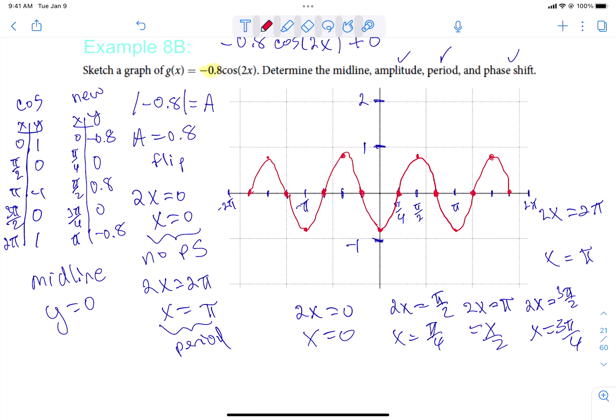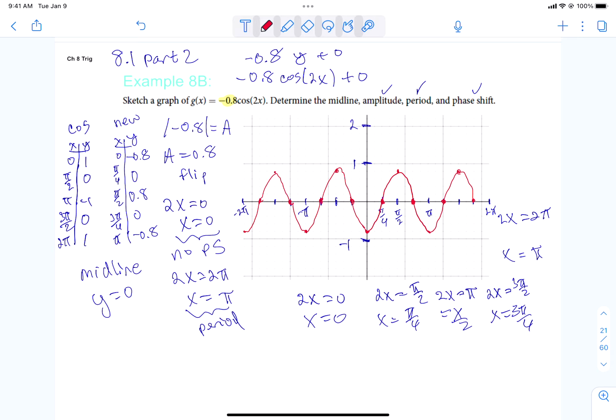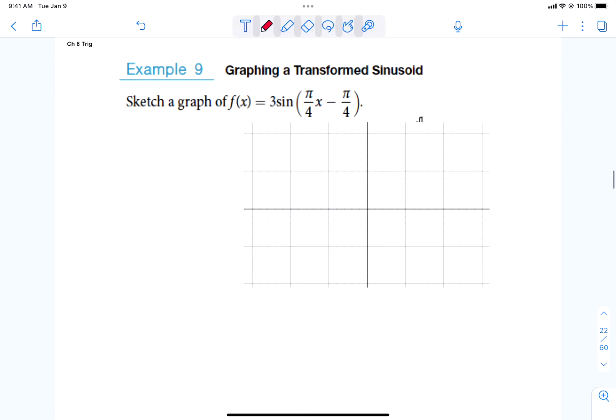So the inside stuff changes your x, the outside stuff changes your y. Just like any other one, it's just you got some pi's and fractions to deal with. That's example 9. Now, it didn't say to do all those pieces and parts, but let's just analyze this for a minute. That 3 is going to change the height of the bumps, so the amplitude is 3. This is going to change the period of the graph. This whole thing is going to kind of shift it to the right because we've subtracted. So this stuff will affect your x's. The 3 is the only thing affecting our y's.